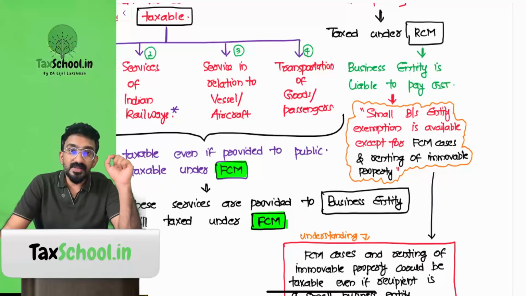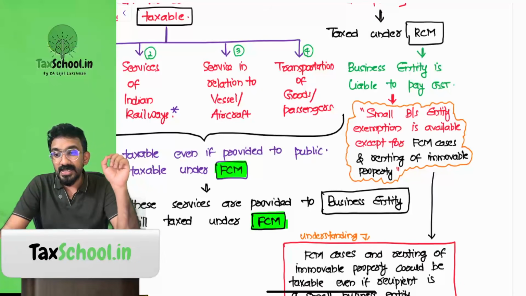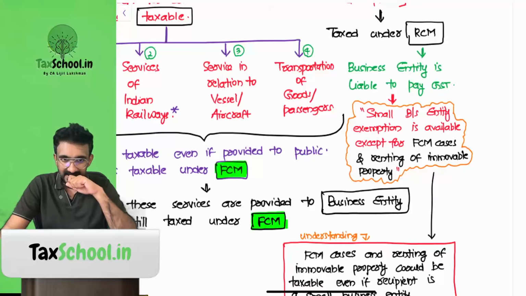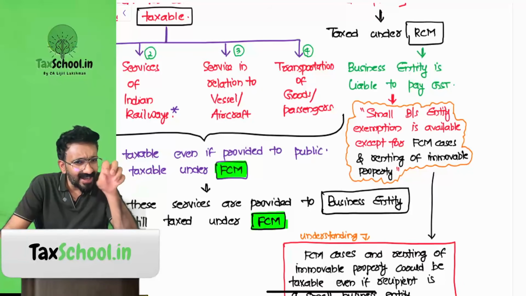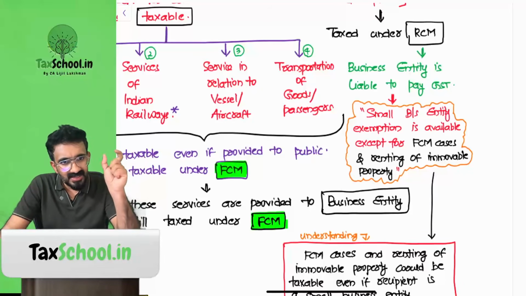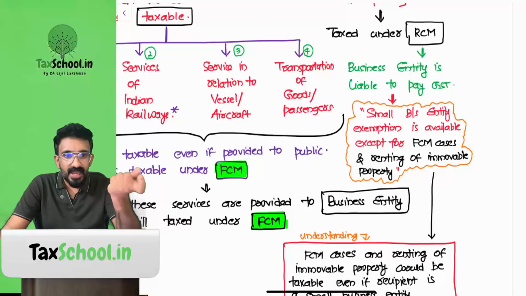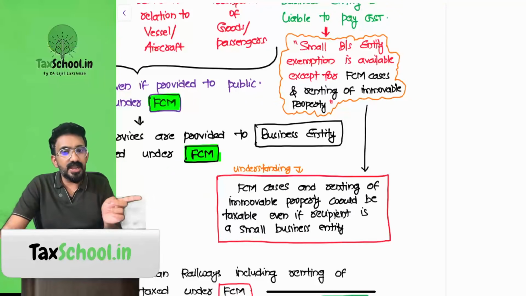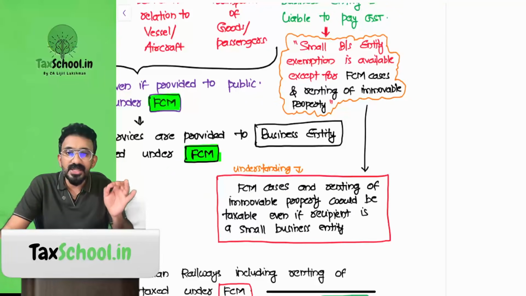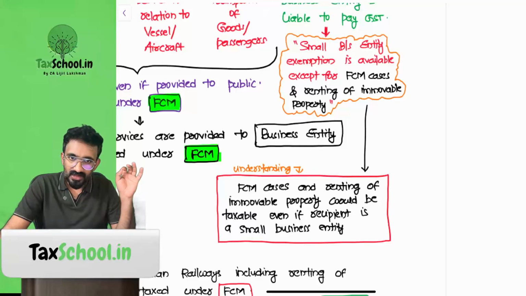Now, we have seen the same small business entity exemption when it comes to legal services as well. So small business entity exemption is available even when government is providing services to a small business entity. However, it has some tricky factors to consider. What is it? Small business entity exemption is available except for FCM cases and renting of immovable property. I've written a box there for you to understand this. FCM cases and renting of immovable property would be taxable even if the recipient is a small business entity. What are FCM cases?